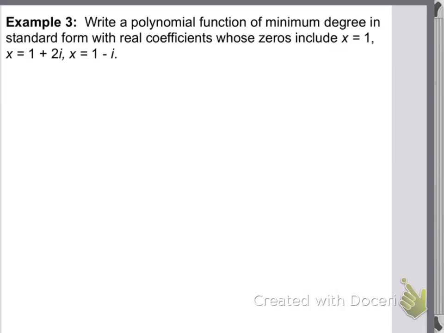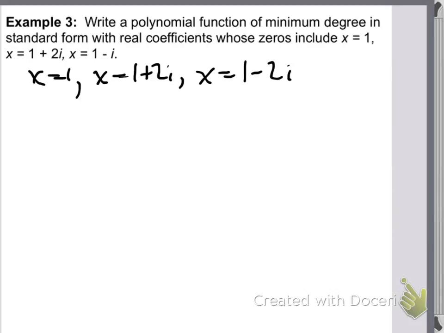So my zeros: I have x equaling 1, I have x equaling 1 plus 2i. Now by the complex conjugates theorem, we know that x equaling 1 minus 2i is also going to be a 0. And then I know that x equals 1 minus i is a 0. So I know that x equaling 1 plus i is also going to be a 0. Alright, so 1, 2, 3, 4, 5.